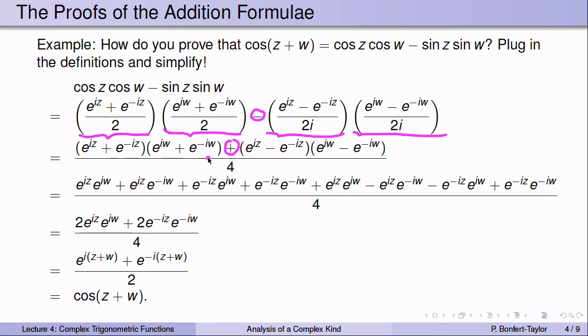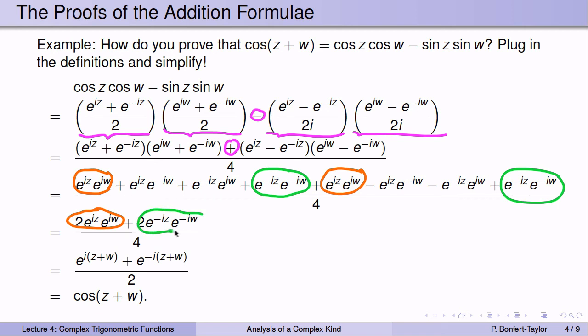Now when I multiply through, I get a lot of terms. We're not going to talk through all of these terms. Just trust me, these are all the terms you get when you multiply through. For example, e to the iz times e to the iw, e to the iz times e to the minus iw, and so forth. But if I look at these terms carefully, I have an e to the iz, e to the iw right here, and there's another one right there. Together, that gives me 2 e to the iz, e to the iw. I also have an e to the minus iz, e to the minus iw here, and another one right there. Together, that gives me 2 of these terms.